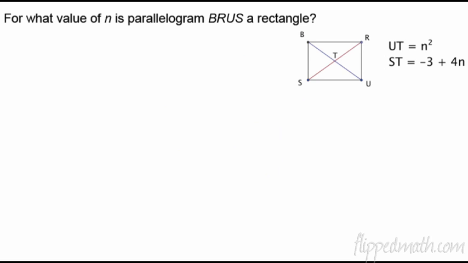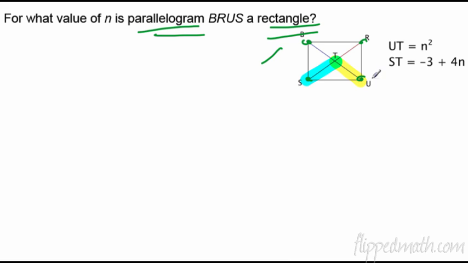For what value of n is parallelogram BRUS a rectangle? Okay, so if we look at what they give us, UT, which is this half diagonal, and ST, which is another half diagonal. The diagonals of a rectangle are congruent. So half of a diagonal is congruent to the other half of the diagonal. If the entire diagonal is congruent, if BU is congruent to SR, which is what a rectangle, that's our theorem, that means that they bisect each other because it's a parallelogram, so that their halves would be equal to each other.